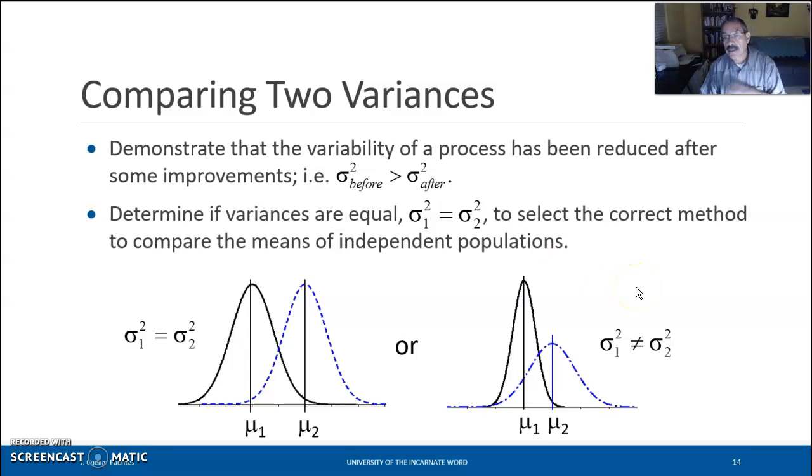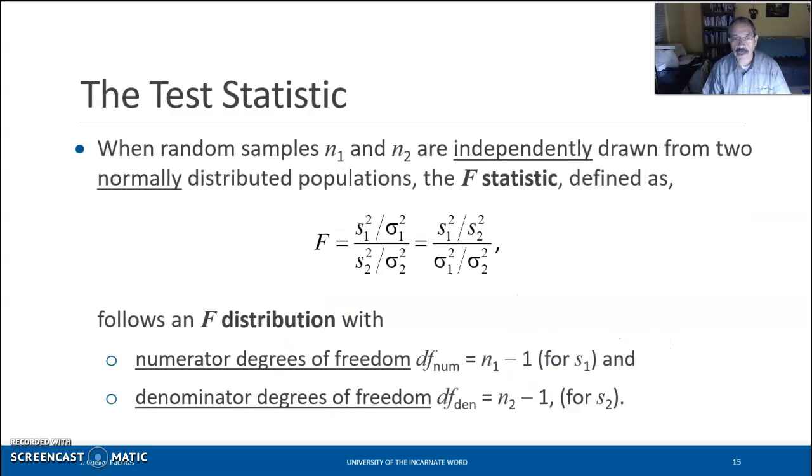In order to select the correct method, we need to determine if the variances are equal or not. So if they're equal, what you have is two identical distributions with the only difference being their location, that is their means. Or you may have a situation where you have two distributions with different variances and different locations. All right, so this is what we want to do, compare two variances from two independent populations.